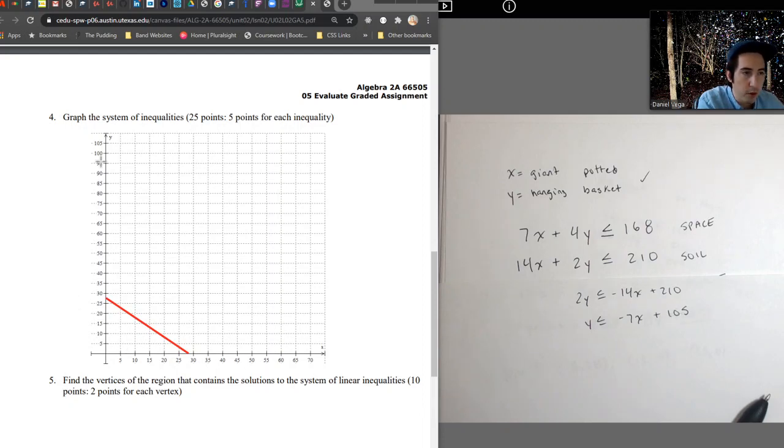So 105 is way up here, right there. And then, where's y 0? It'd also be 0, 7, 28. So it should also be that line. Wait, nope, sorry. 105, 0, 14. What's 210 divided by 14? 15. Okay, sorry. So 105 to 15.